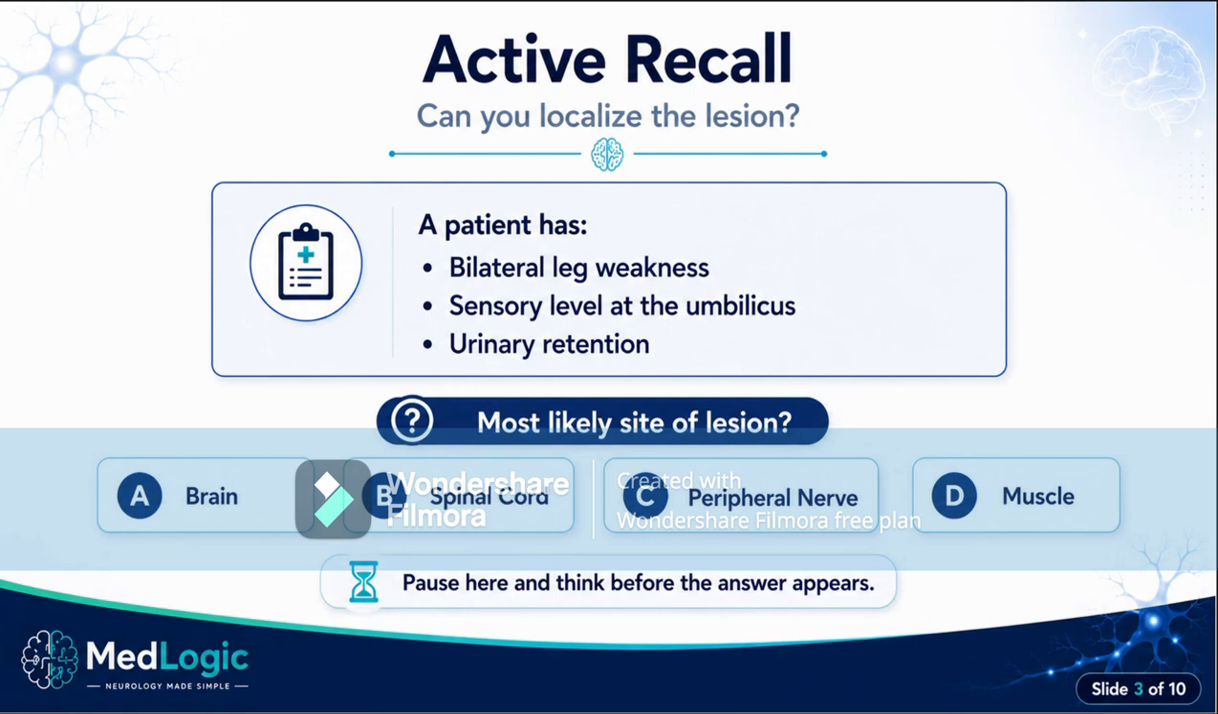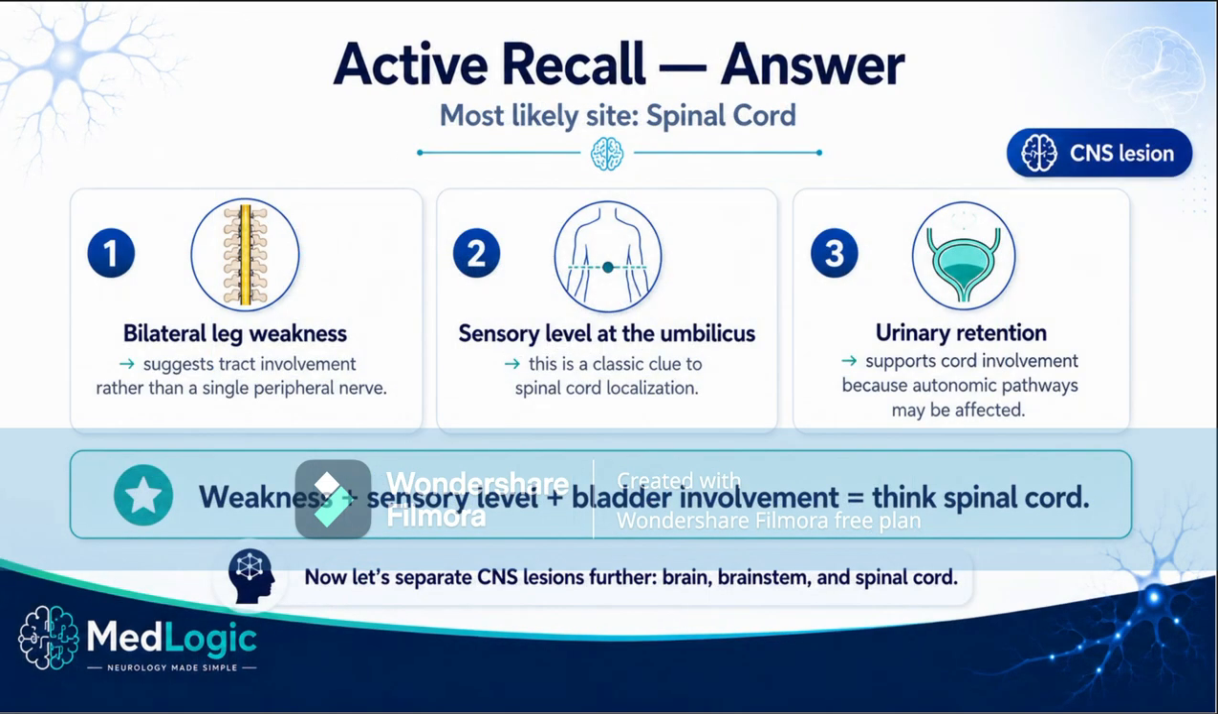The most likely site is the spinal cord. Let's break the clues one by one. First, bilateral leg weakness suggests involvement of motor tracts rather than a single peripheral nerve. Second, a sensory level at the umbilicus is a very important clue. A clear sensory level usually points towards spinal cord localization. Third, urinary retention suggests that autonomic pathways may also be involved. So the high-yield rule is weakness plus sensory level plus bladder involvement, think spinal cord.